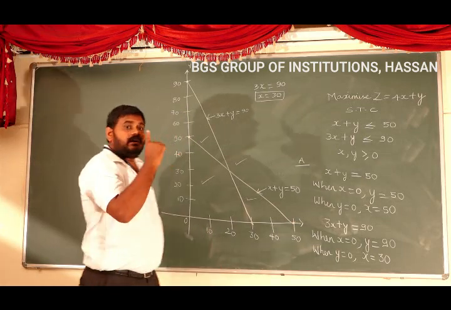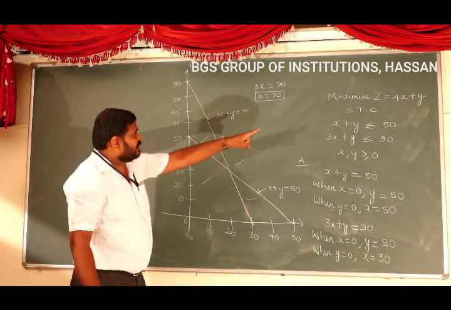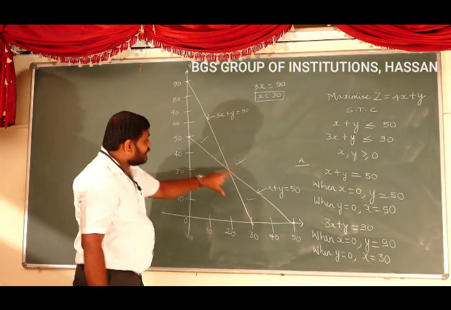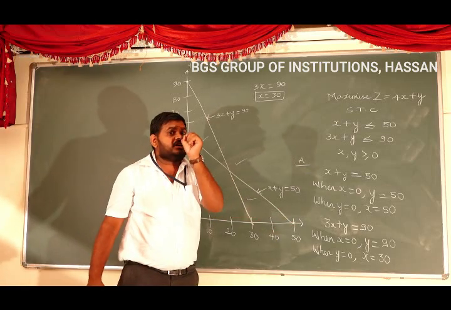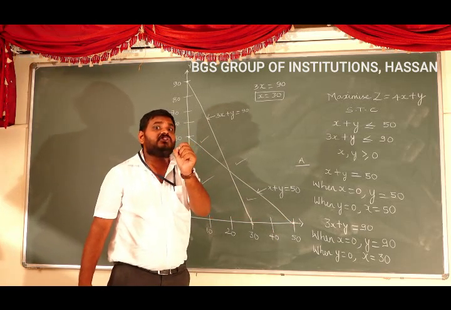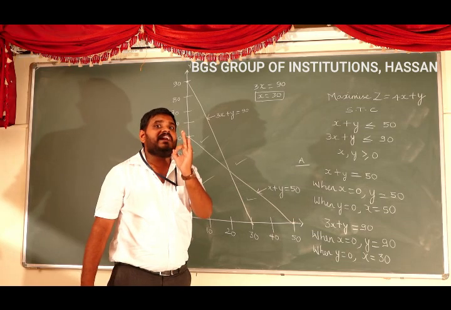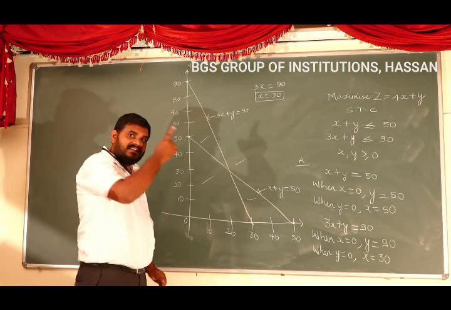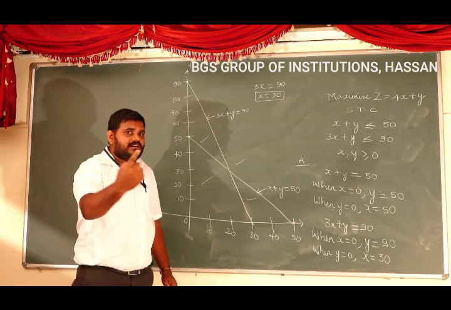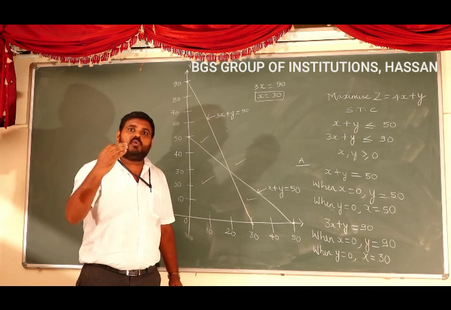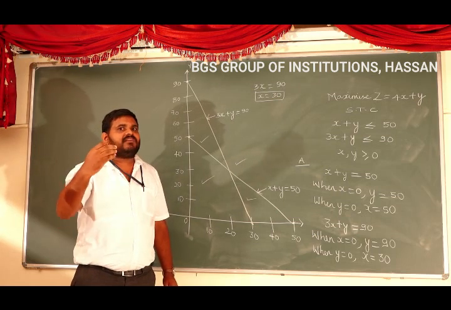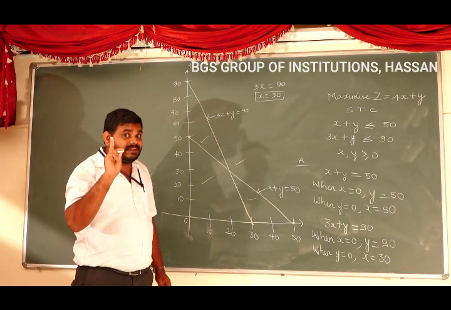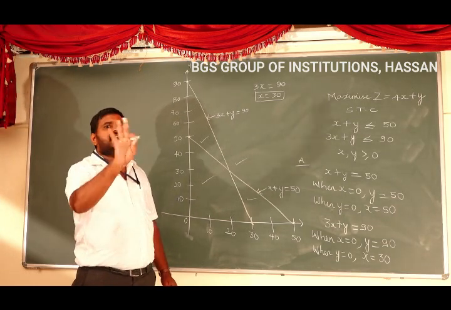When the condition becomes true, that means consider that line, the line x plus y equals 50. Since the condition is true, we need to shade towards the origin, because every line divides the region into two halves, where one half goes towards the origin and the other half goes away from the origin. When the condition becomes true, I need to shade towards the origin always.